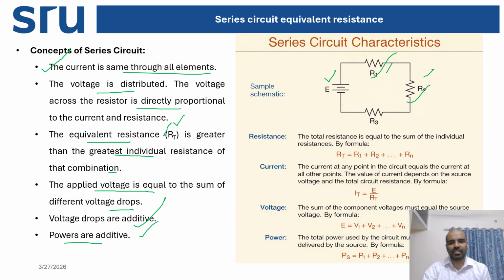As you can see, the resistance is additive in nature, and the voltage drops across each resistance must add up to the applied voltage. So it is additive in nature, and the total power of the circuit must also be additive in nature. So this is all about the unique characteristics of a series circuit.